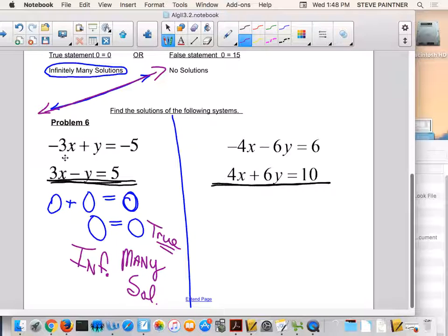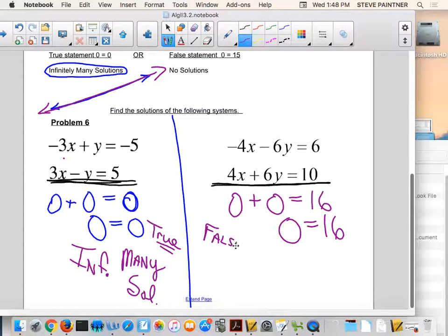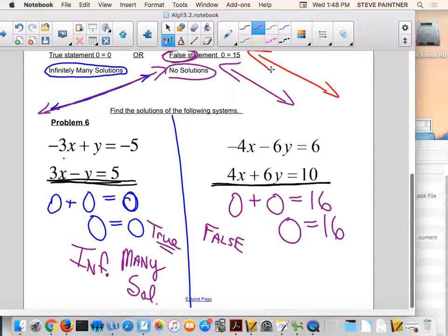What happened? 0 plus 0 equals 6. Is this true or false? False. Okay, now, I wrote you a note. If you ever get something that's false, like 0 equals 15, or 0 equals 2, or 0 equals 6, you have to say no solution. Which means the lines, on Monday when we did this, were parallel. They didn't touch. So you have to say this.